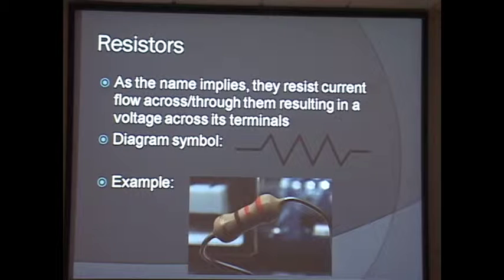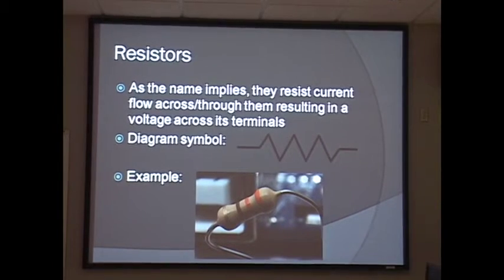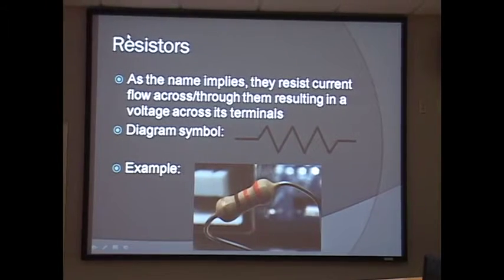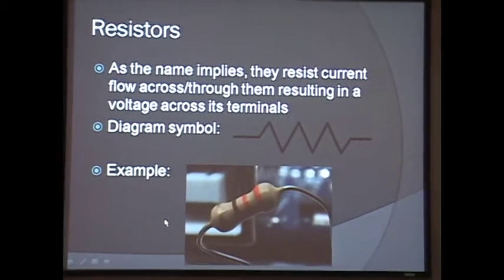So we have a few different types of components that make up electronic circuits. The simplest is a resistor. As the name implies, they resist current flow across or through them, resulting in voltage across its terminals. When we make electrical diagrams, circuit diagrams, this is what a resistor is in it. Here's an example of what one looks like.